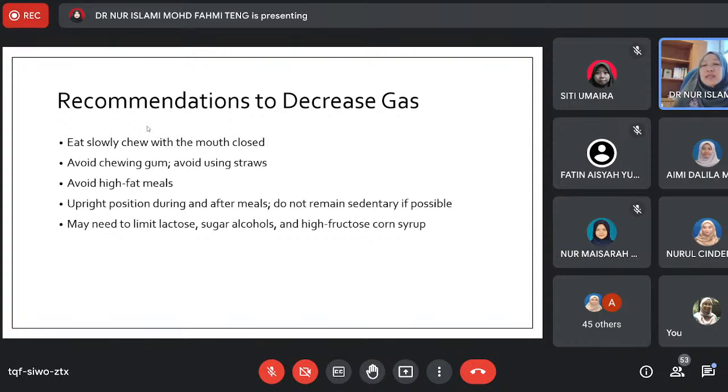And may need to limit lactose, sugar, alcohol, and high fructose corn syrup because this kind of food is actually food for the bacteria that will produce the gas. Okay, so that is for gas, yeah, intestinal gas.